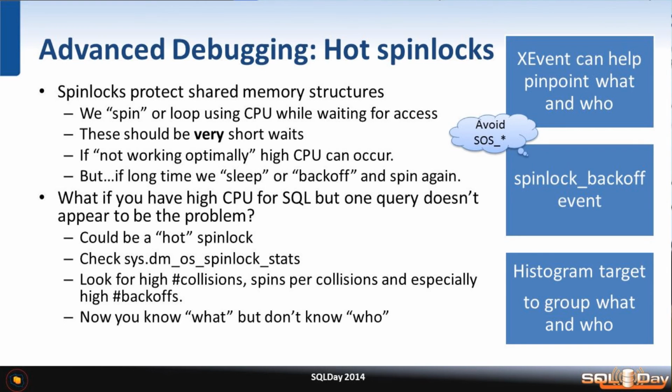We have in XEvent a spinlock backoff event. So anytime we do that backoff, we can record it in the code, and we can use XEvent to track what's going on. And I can use this histogram target I just showed you earlier to maybe group by something to go figure out the problem. I'm not going to group by a query, though. I'm going to group by a call stack to show me in the code which sequence in our server code is causing this hot spinlock problem.